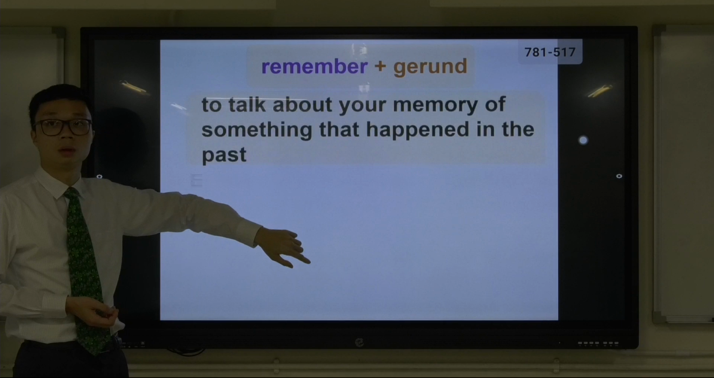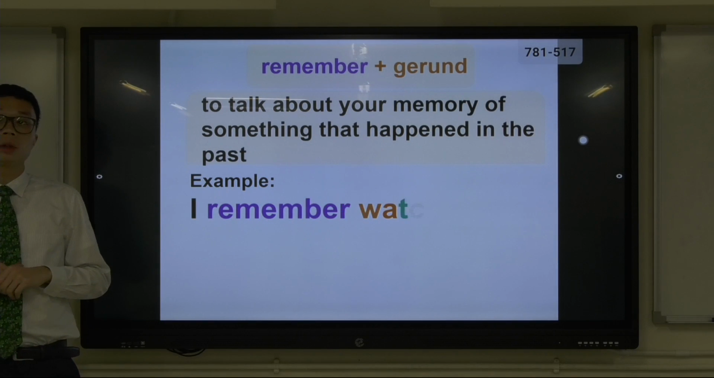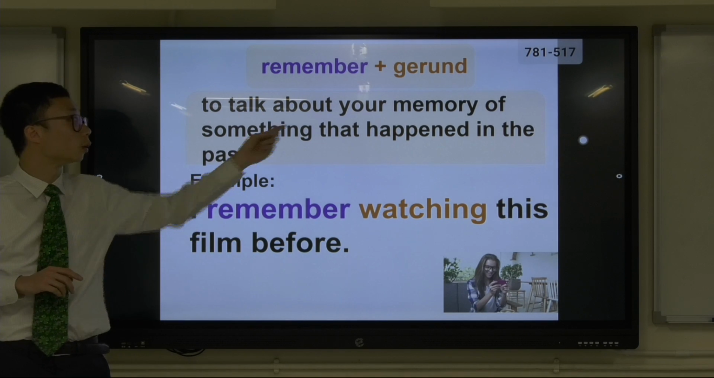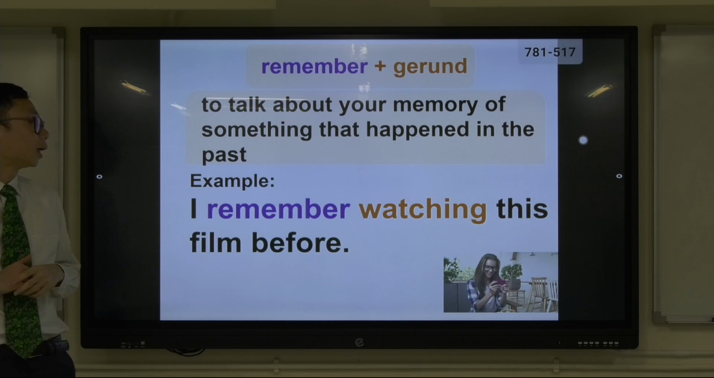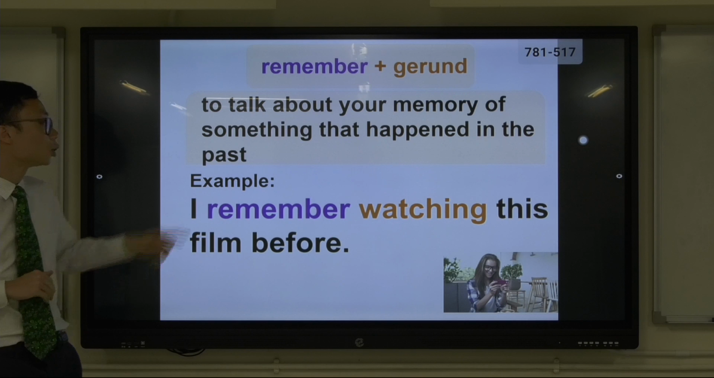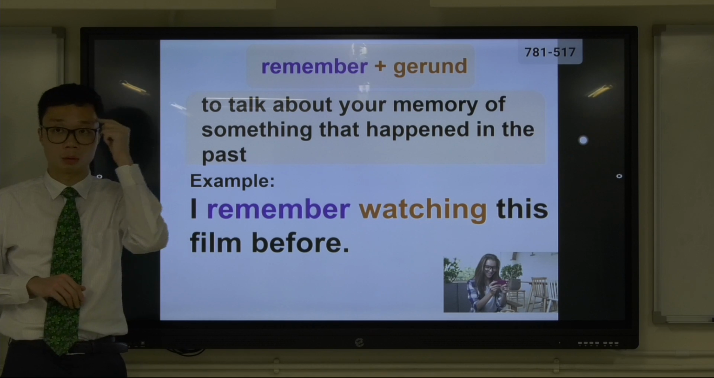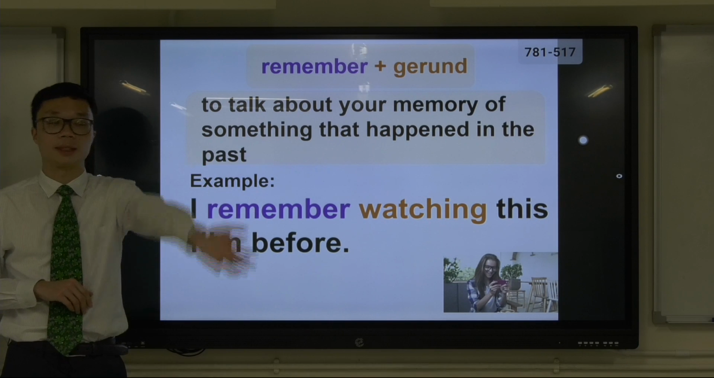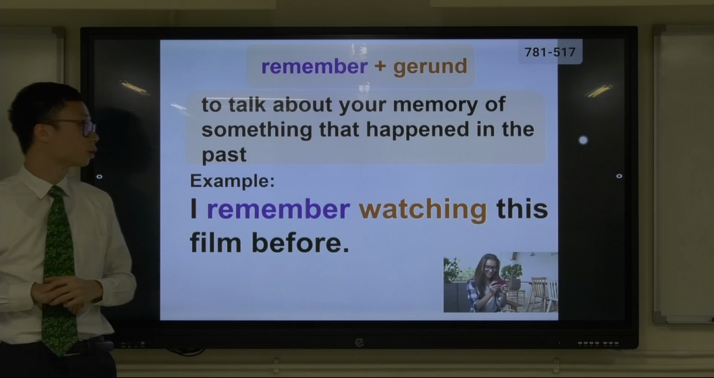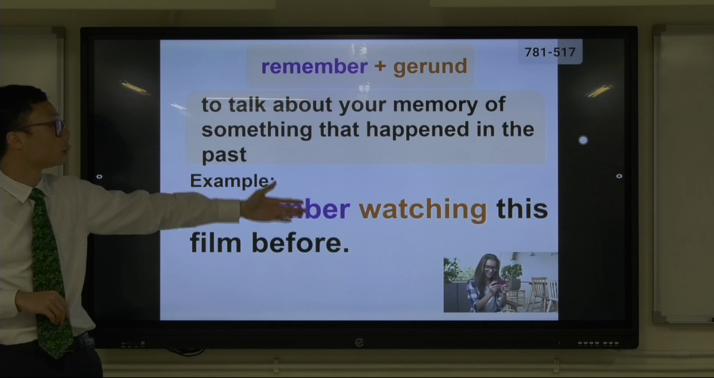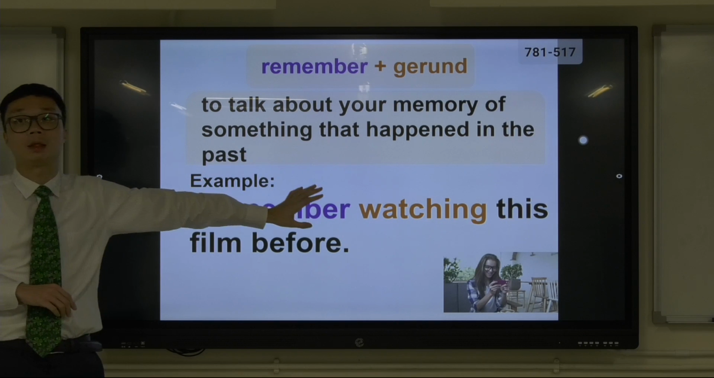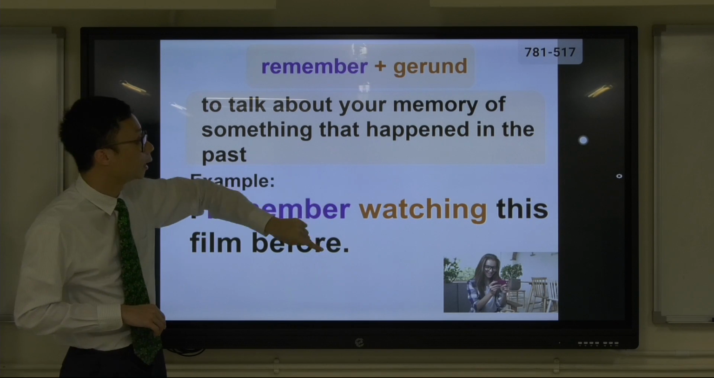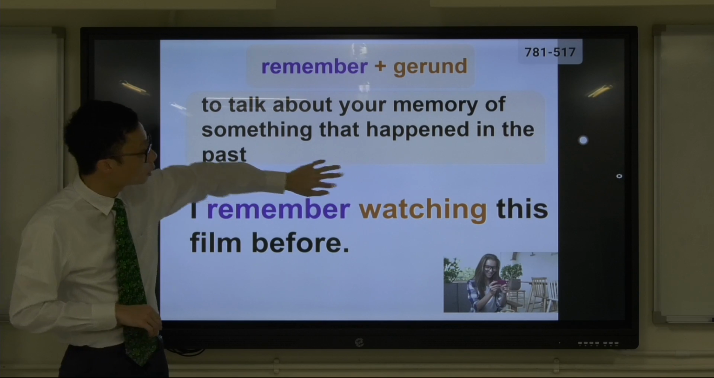When you talk about your memory of something that happened in the past, you choose the gerund. Here: I remember watching this film before. You're talking about your own memory of something in the past, not reminding yourself to buy shampoo or soap. That's a different story. When you use remember with a gerund, you talk about your memory of something that happened before. The to-infinitive version is reminding yourself to do something, not to forget something. Okay, this is just the first example.